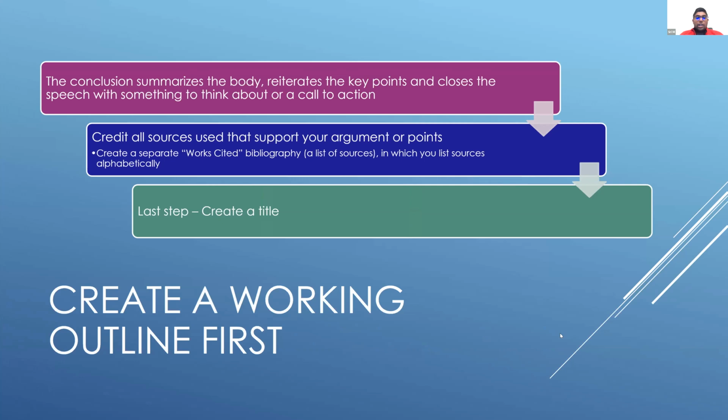So create a working outline first. The conclusion summarizes the body. It reiterates the key points and closes the speech with something to think about or a call to action. Credit all the sources that you're using to support your arguments and your points, and create a separate works cited or bibliography, which is a list of your sources, listed alphabetically. And the last step is to create a title for your speech.